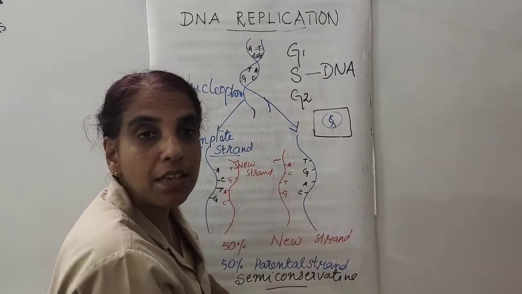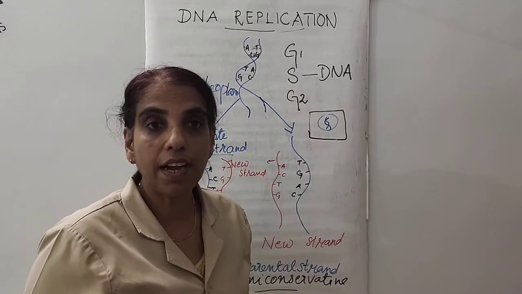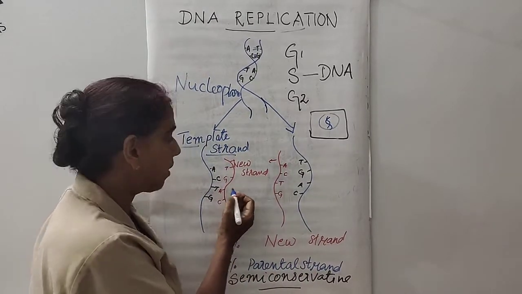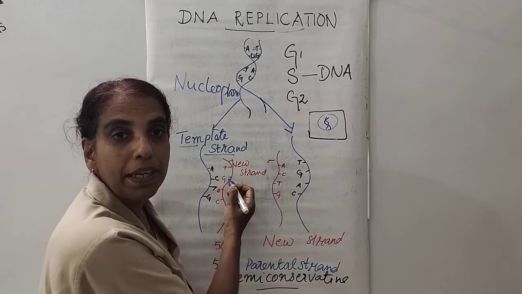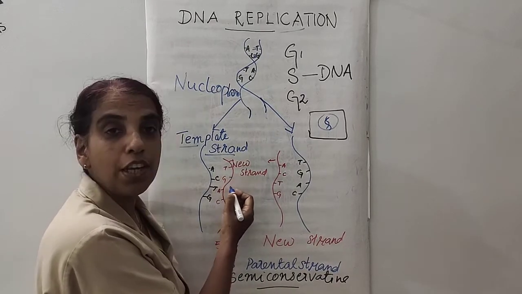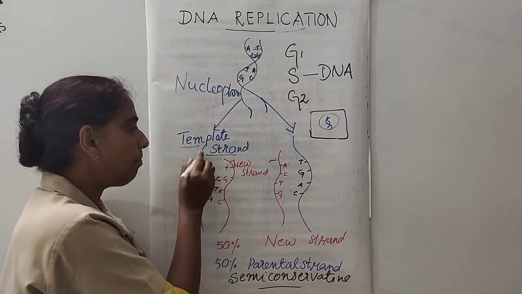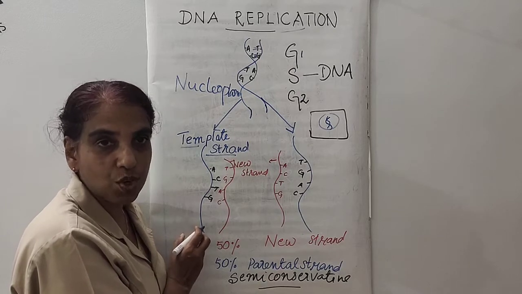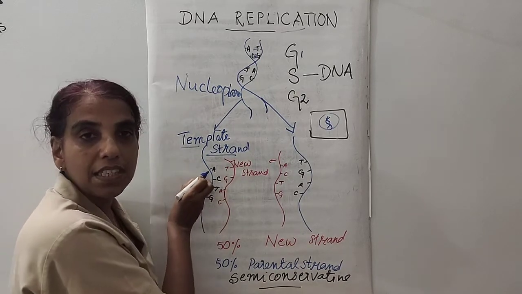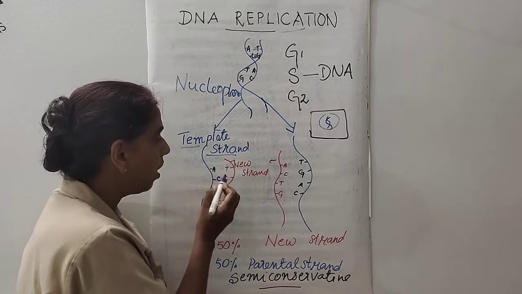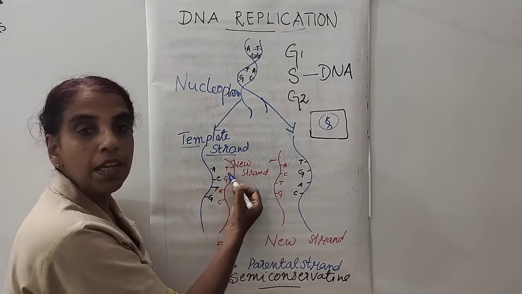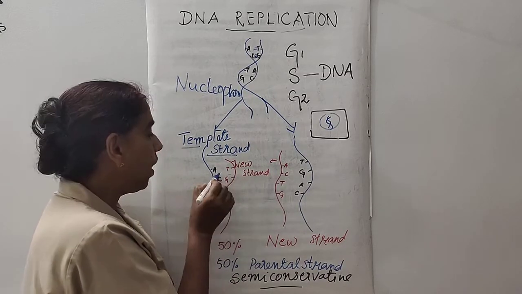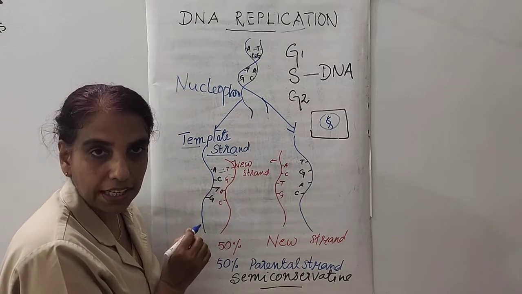The nucleoplasm is a pool which contains many nucleotides. From the nucleoplasm they get their corresponding nucleotides. For example, suppose this blue color strand is acting as the template strand and adenine is the nitrogen base. From the nucleoplasm it will get paired with thymine. So hydrogen bond formation takes place.